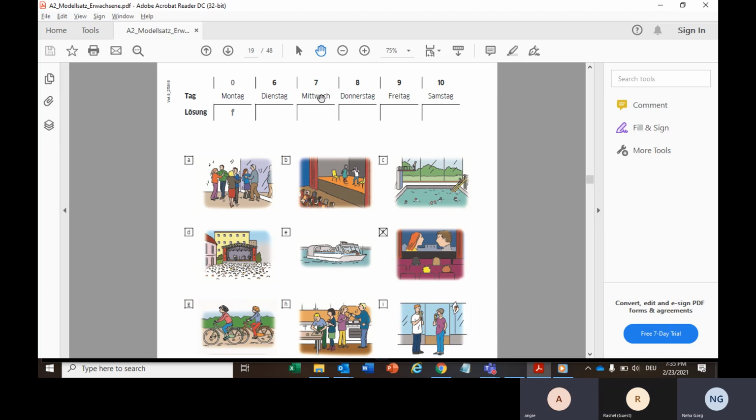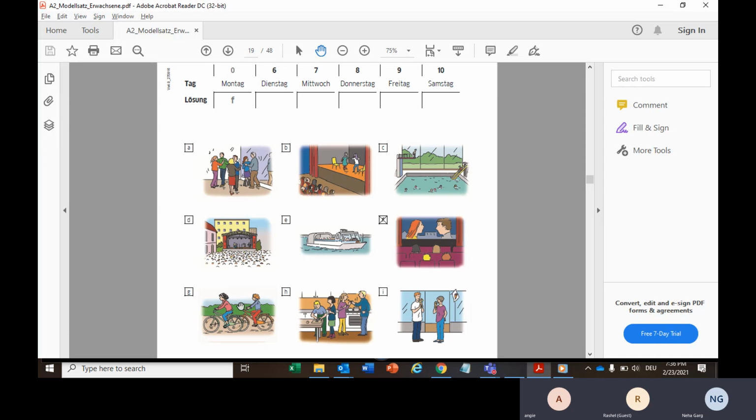Then am Mittwoch, what are they doing on Mittwoch? Swimming. C. Angie, what is your answer? Yeah, swimming. No, they mentioned swimming, but then again the male said no. Let's go for a bike ride. Okay, so the correct answer is G.